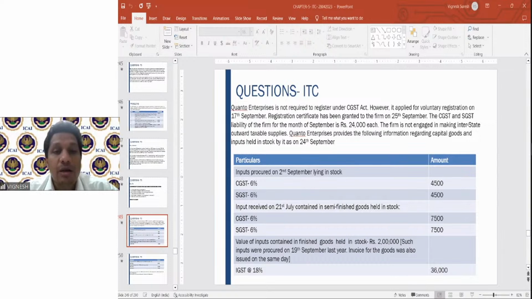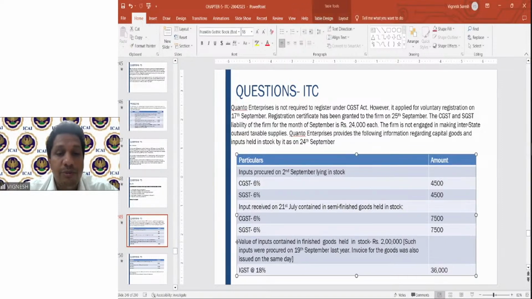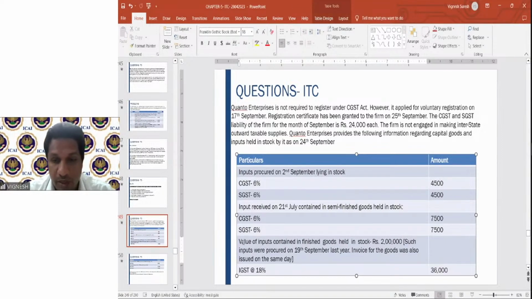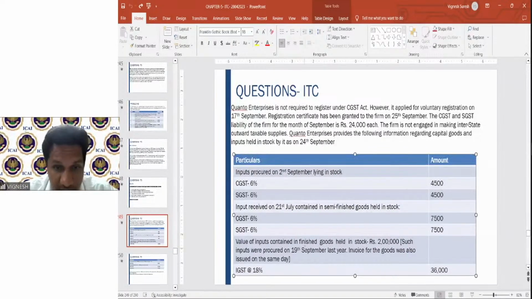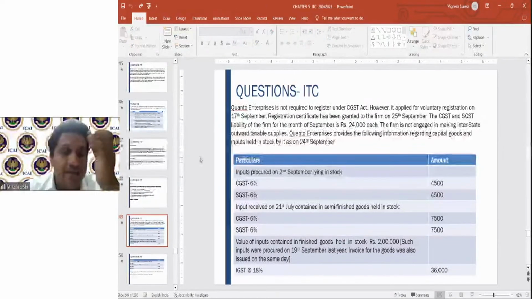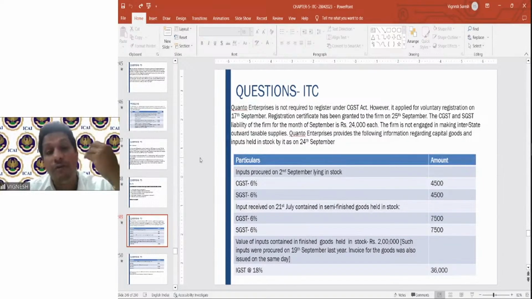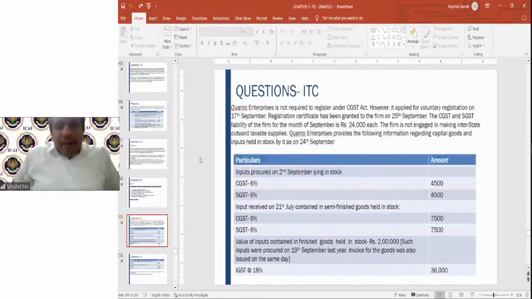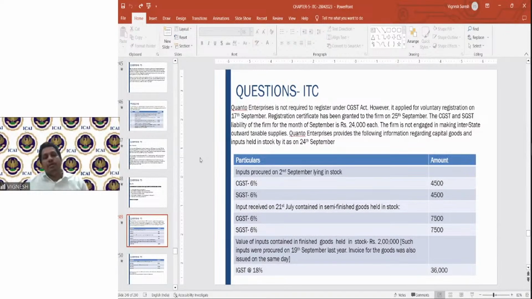Then the third point here is the value of inputs in finished goods held in the stock, 2 lakhs. This input was procured on 19th September last year. There is a restriction that in case any goods were procured before 1 year from the relevant date, here the relevant date is 24th September.